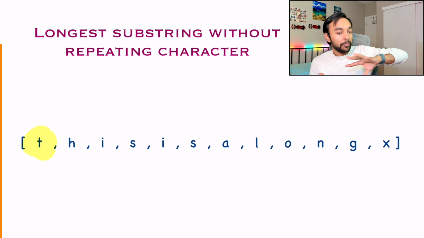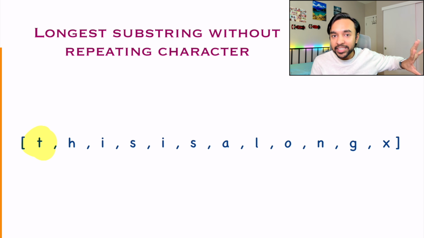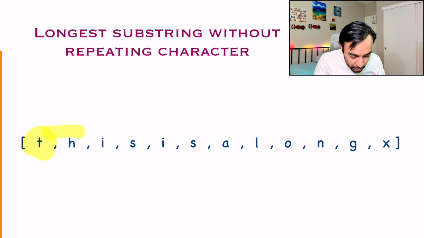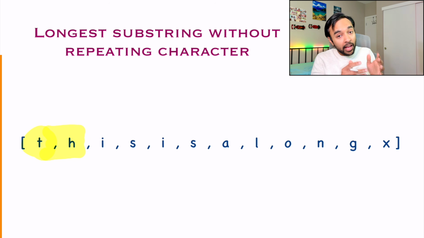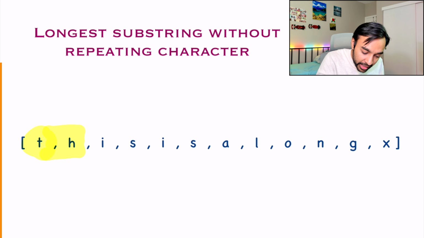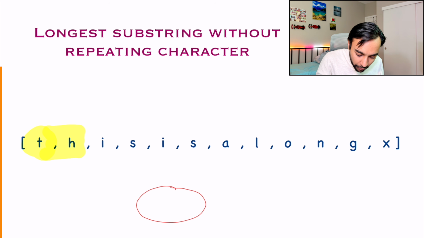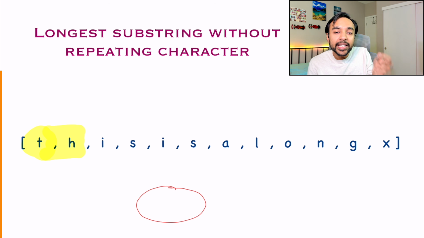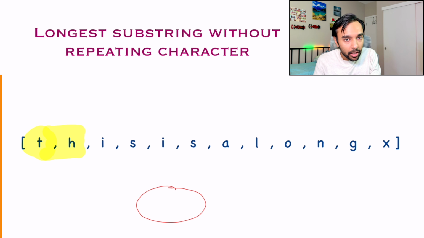You see, currently no character is repeating here. Then you include one more character. Once again, no character is repeated. What you can also do is keep these characters in some kind of a hash set, so you can easily find out if a character got repeated or not.